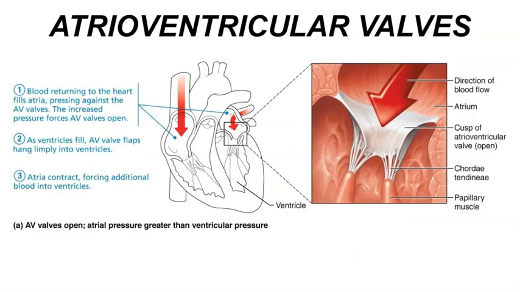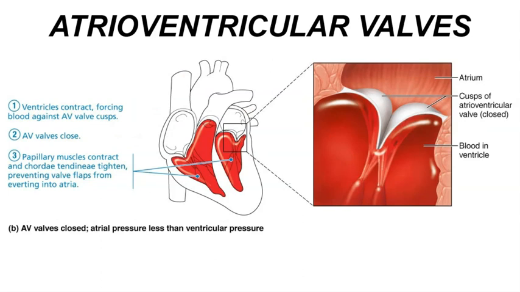So let's examine how the atrioventricular valves work. Blood that is returning to the atria will begin to fill the atria, and in doing so, it's going to put pressure against the atrioventricular valves. Eventually, the pressure in the atria will be high enough to force the valves open, and blood will flow from the atria to the ventricles. And then the atria will contract, which is going to force a little bit more blood into the ventricles.